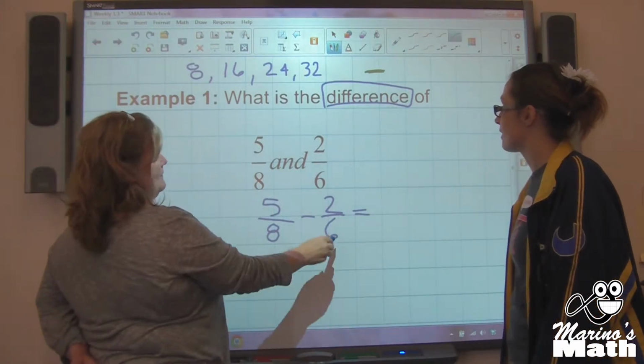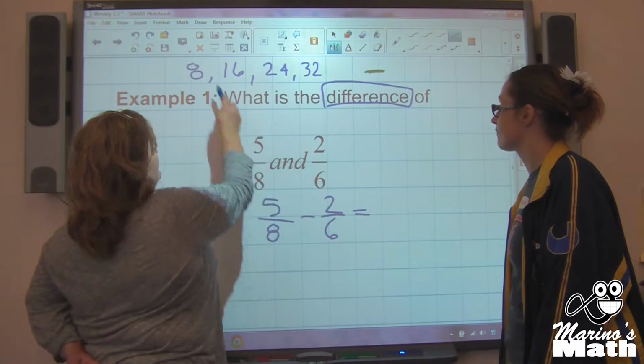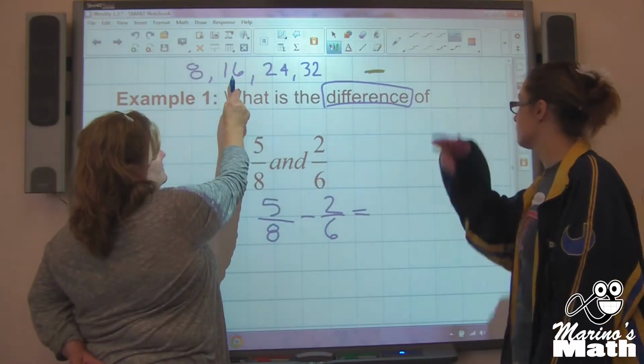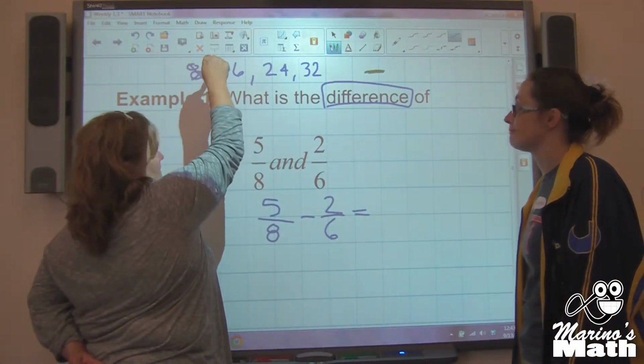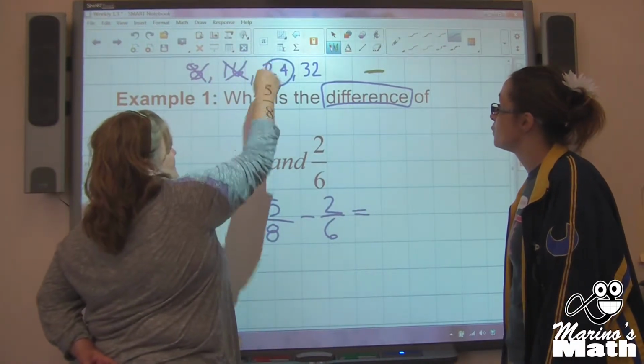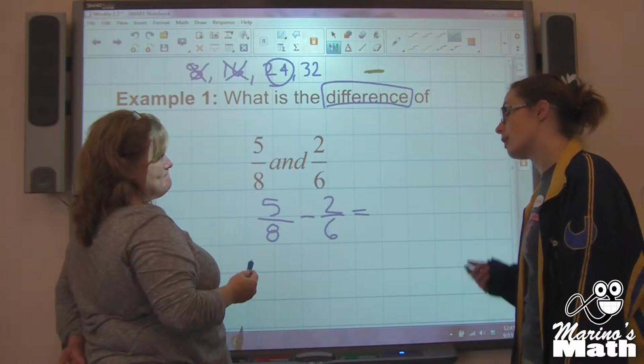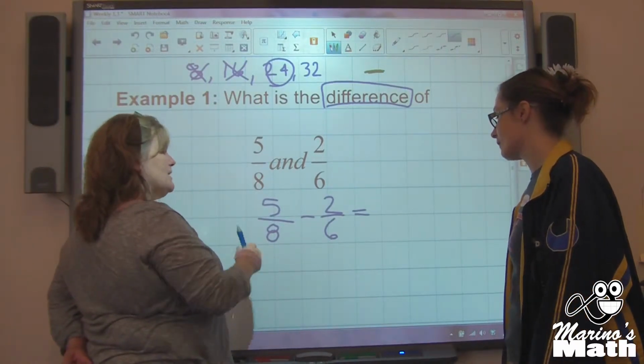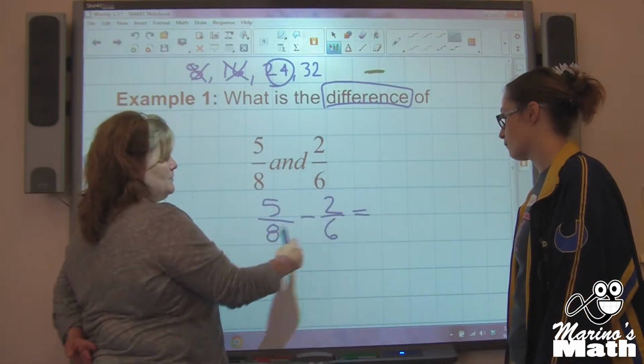So we know 8 goes into all of them. Let's see, 6 doesn't go into 8 evenly. Cross it out. Doesn't go into 16 evenly. Cross it out. But it goes into 24. Do you think 24 is our common denominator? Yeah, because 8 times 3 is 24 and 6 times 4 is 24.